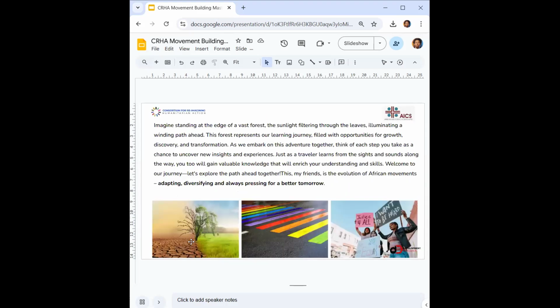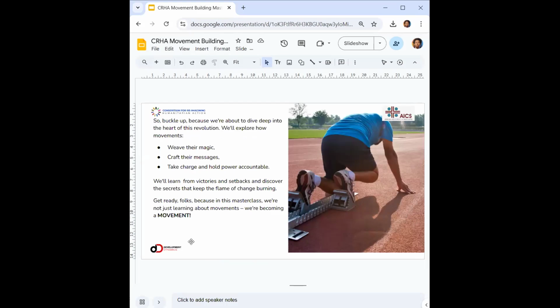And that being said, I'd like to just say, buckle up. Let's be ready to dive into this, to explore how movements can weave magic, how we can create messages for our advocacy and lobbying, and how we can, as one person mentioned, take back power or shift power, shift the narrative, shift the conversation, and be accountable both individually and as a consortium, as a partnership of organizations working together. Let's become the movement that is creating solutions for the future.